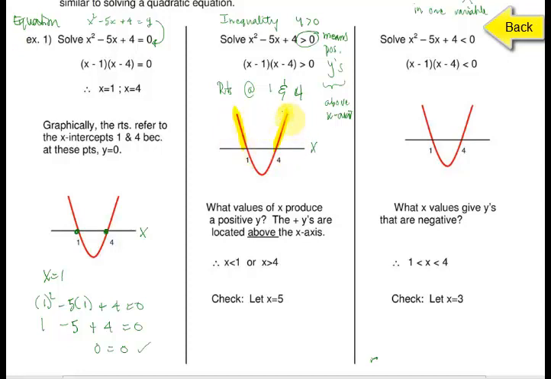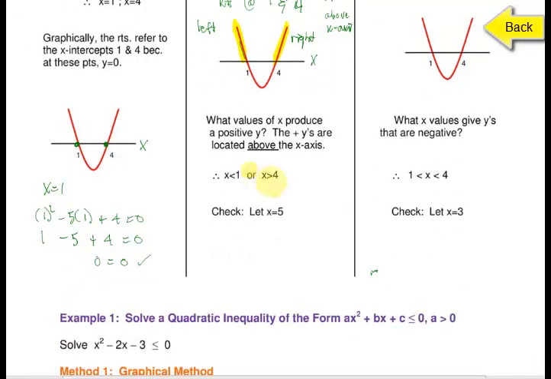Okay, notice we've got 2 solution regions. We have 1, which is where x equals 1, that goes off to the left. Okay, so it moves to the left. And we have the other region which moves to the right from 4. Okay, and so when we ask ourselves what values of x produce a positive y, the positive y's are located above the x-axis, and in this case where x is less than 1, right, because we're going to the left, and, or where x is greater than 4 because we're moving to the right.